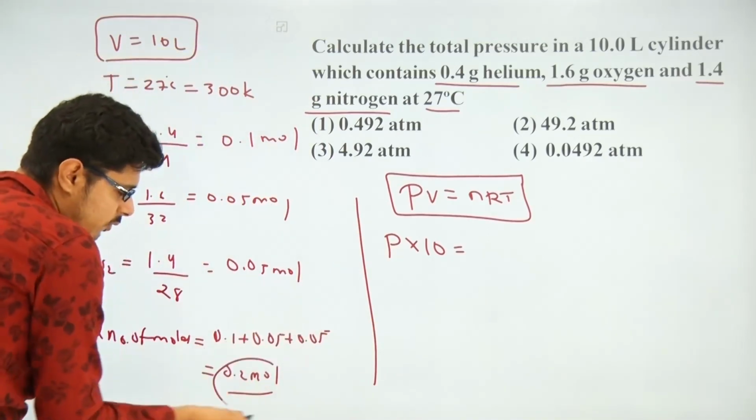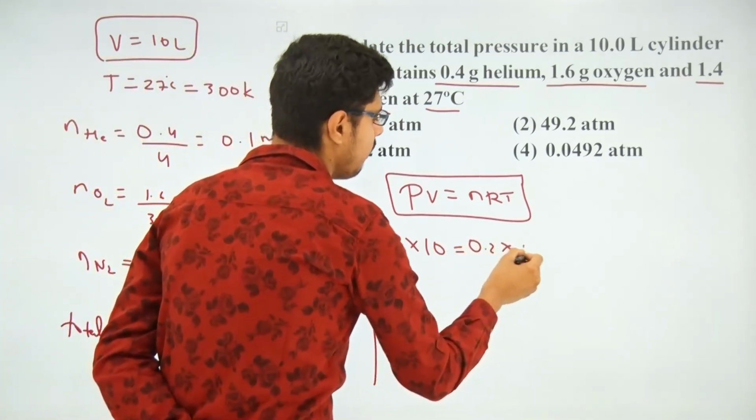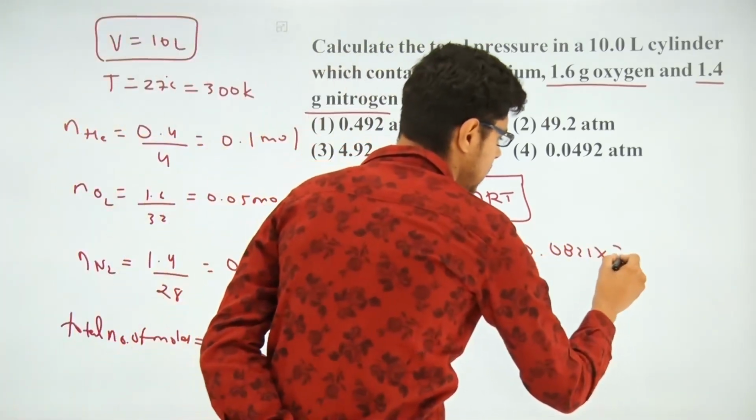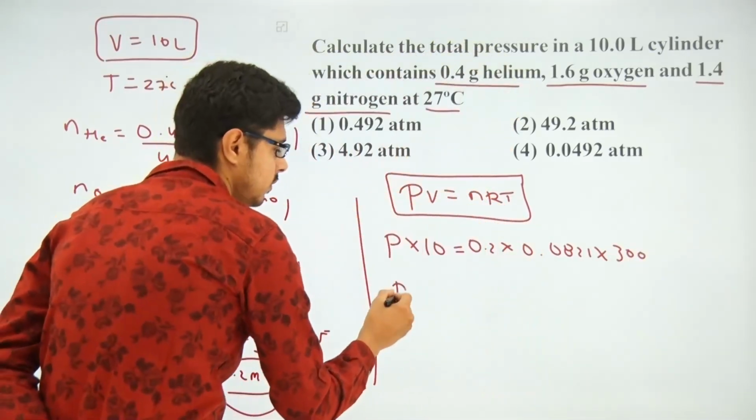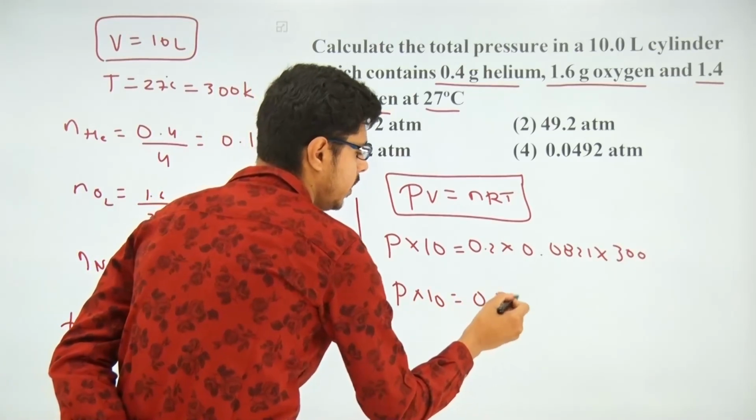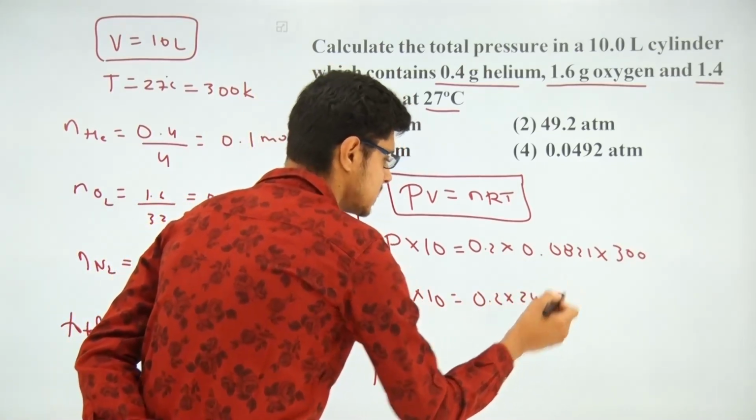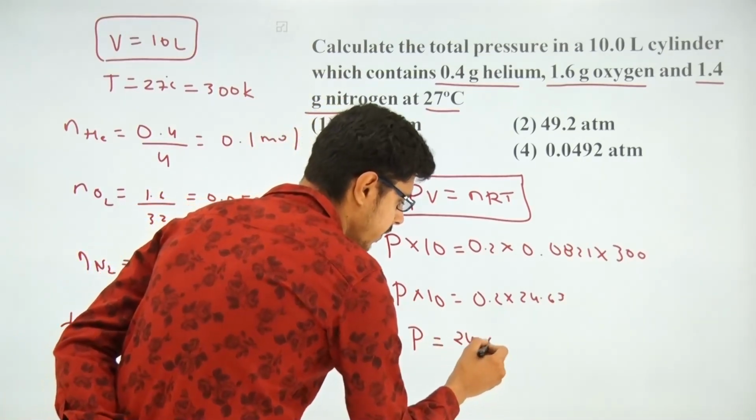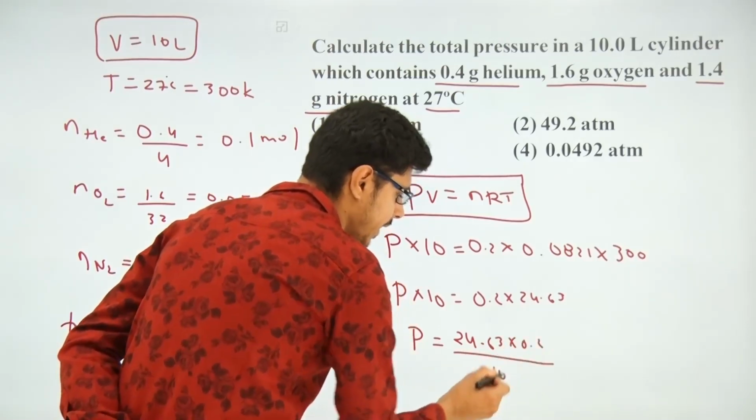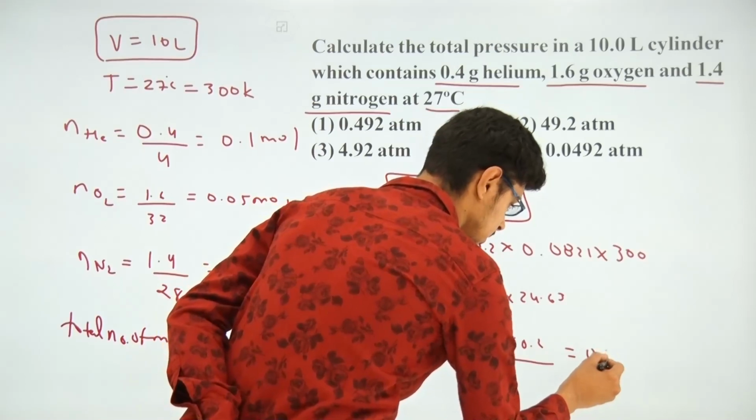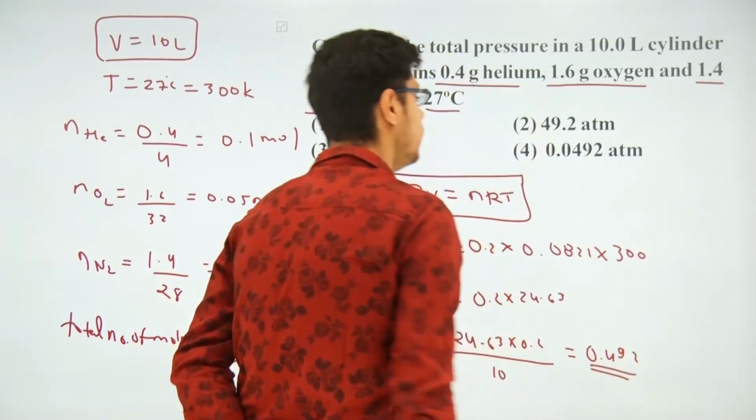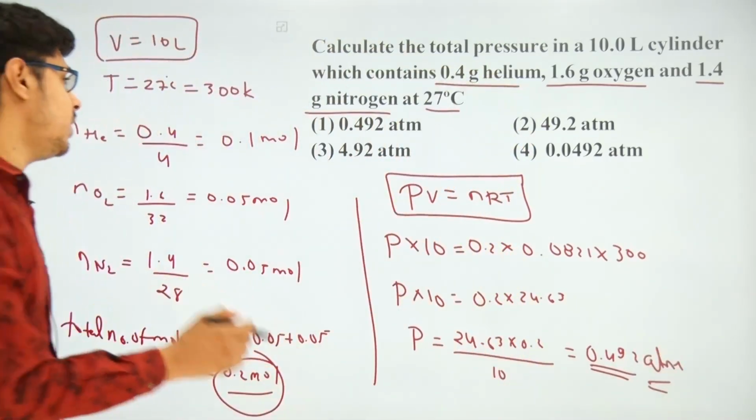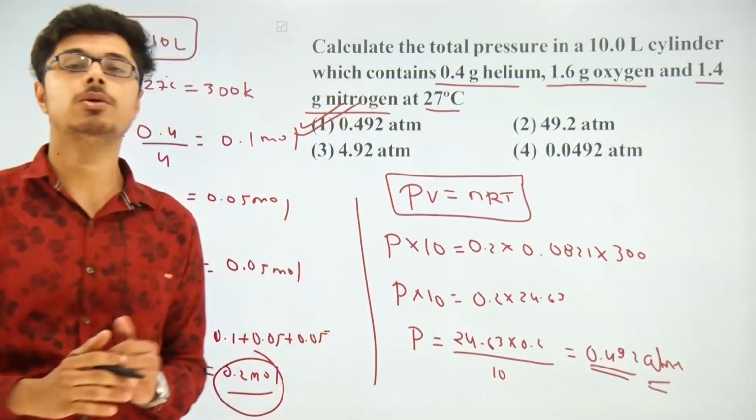The total number of moles will be 0.2 moles into the value of R, which is 0.0821, into the temperature, which is 300 Kelvin. So this will be P into 10 is equal to 0.2 into 24.63. So pressure is coming out to be 24.63 into 0.2 divided by 10, and after solving this I am getting 0.492 atm. Correct. So from here our correct option will be option number 1, that will be 0.492 atm.